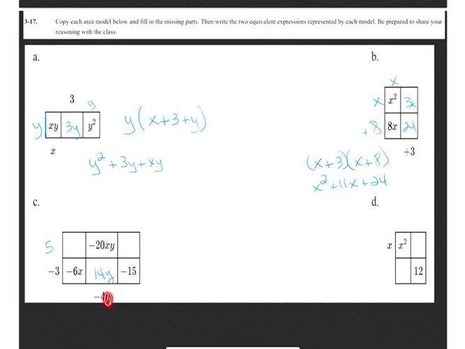My variable is y, but I need to get xy, so I still need to multiply by an x. And then I'm going to double check it. 5x times negative 4y is going to give me negative 20xy. So I'm like, hey, I'm starting to get someplace, right?